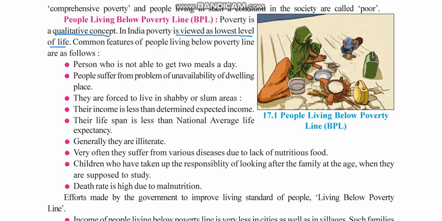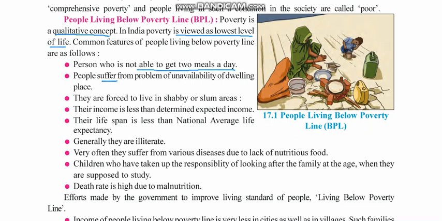What are the common features? Now you can just imagine, compare these features with a person you have seen around you who is considered a poor person. Okay, let's see. First, a person who is not able to get 2 square meals a day, 2 proper meals a day. That is the first thing. They won't be having proper food to eat.